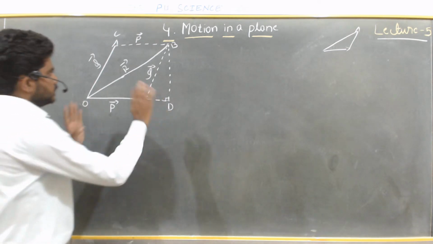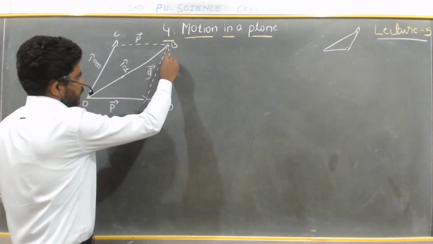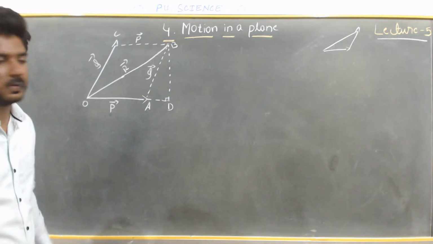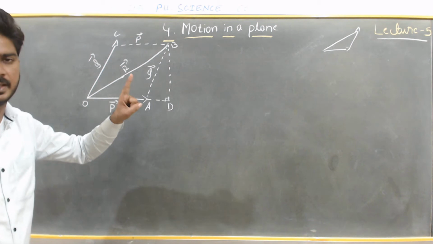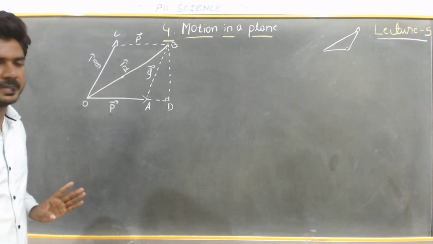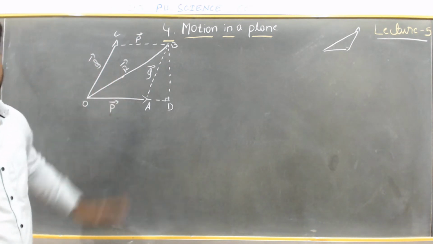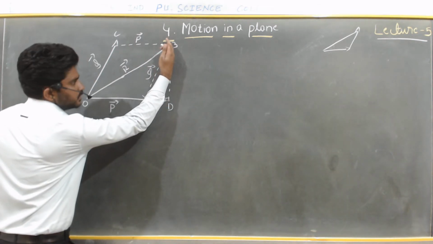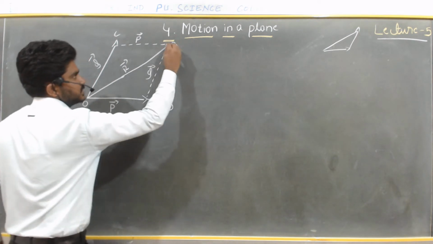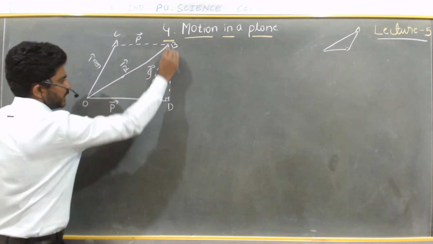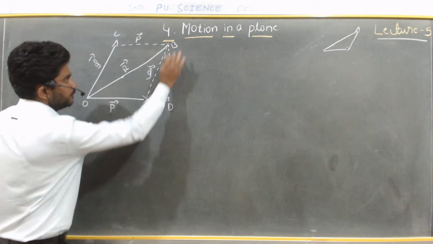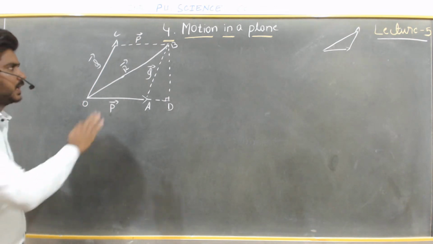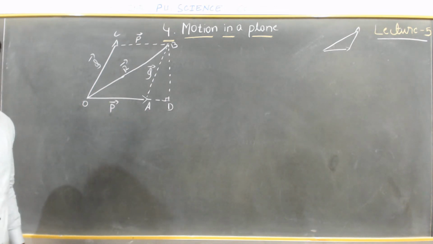So for that, again I have taken a perpendicular line from B which meets the line at D. Why do we have to take this one? To apply the Pythagoras theorem. To apply the Pythagoras theorem, the triangle should be a right angle triangle. But initially we didn't have a right angle triangle. So after drawing this one line, we get a right angle triangle, that is ODB. ODB is the right angle triangle. Now we can apply the Pythagoras theorem.